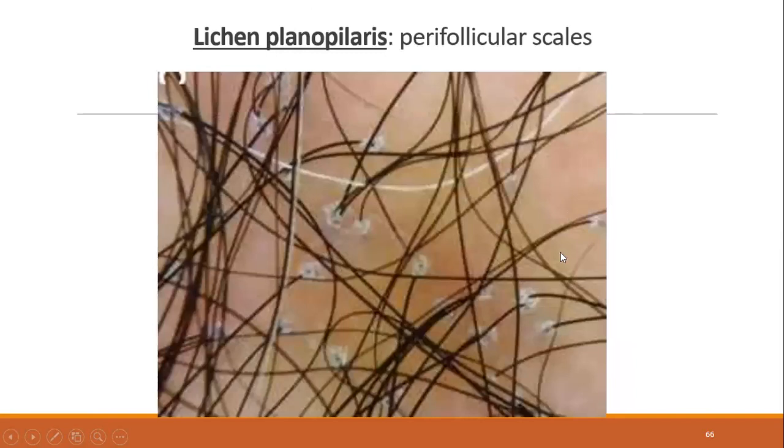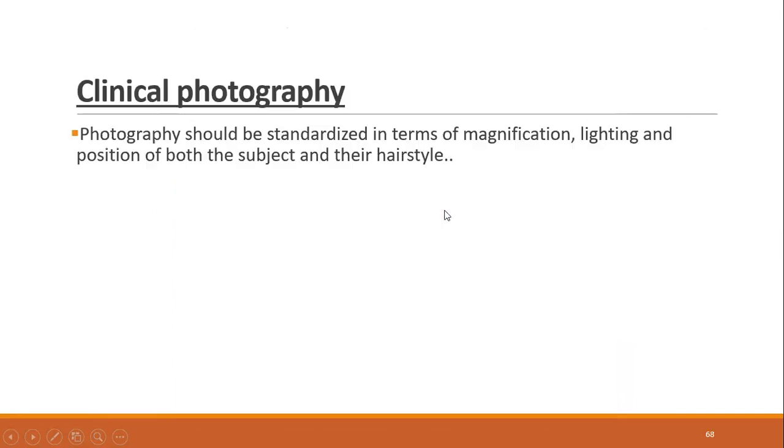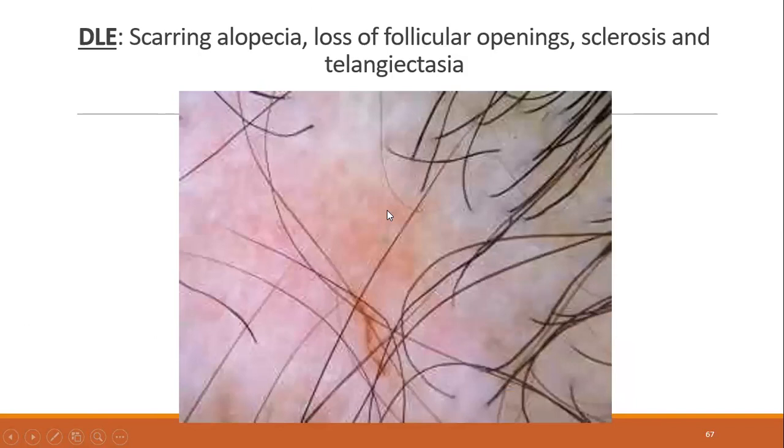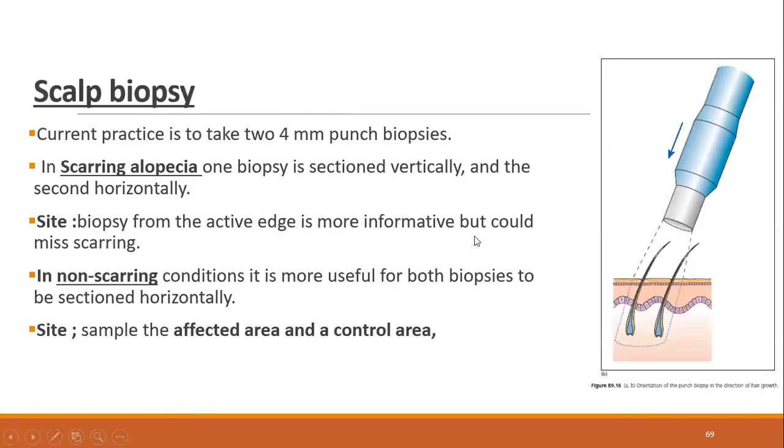Lichen planopilaris is associated with perifollicular scaling, the third thing, the perifollicular scaling. In scarring alopecia, there is loss of the follicular opening, sclerosis, and telangiectasias. This is the last part, that is the vascular part. Clinical photography should be standardized in terms of magnification, lighting, and position of both subject and their hairstyles.